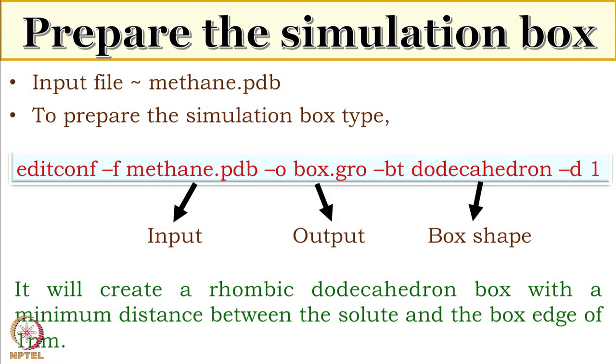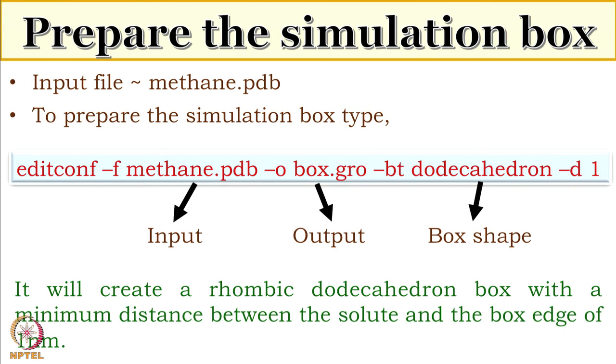So, this is a switching off, switching on procedure, and we will see how GROMACS enables you to do this. First, we have to prepare the simulation box. We want to calculate the free energy of hydration of methane. So, the input file that is required is methane.pdb. Now, we have the pdb file of methane.